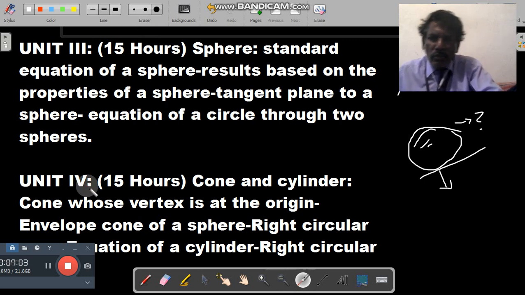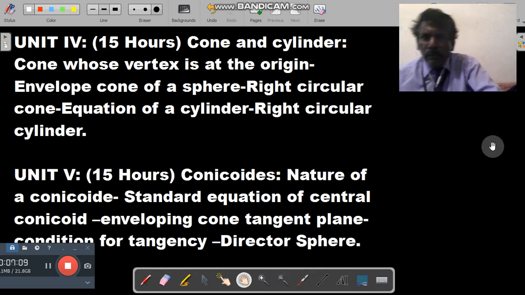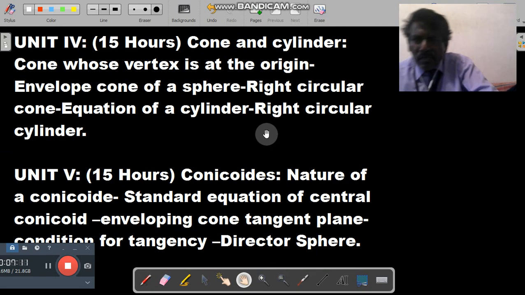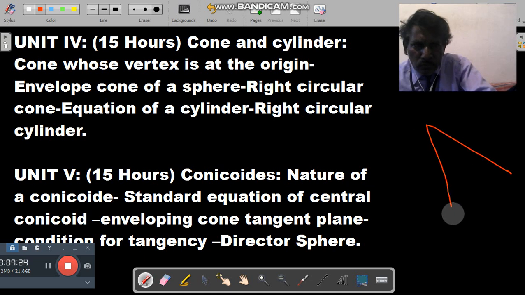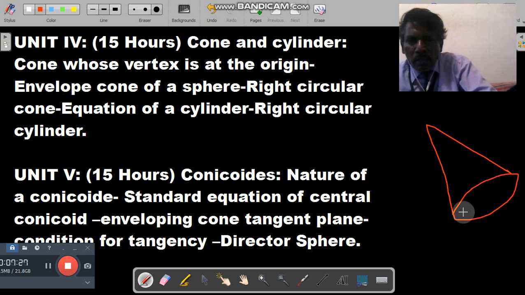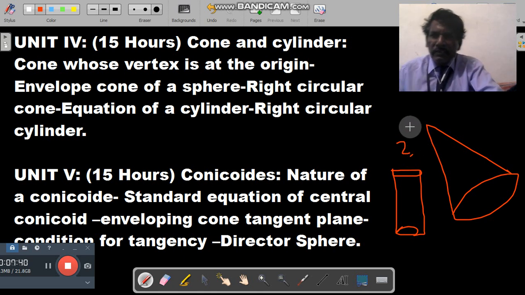Okay. So coming to unit number 4, mainly we depend upon the cone and the cylinder. You know what a cone and cylinder are. Let me draw the picture for you, and this is your cone. So what is the equation of the cone? And next is the cylinder, and this is the cylinder. So what is the equation of these two? That's what we are interested in.